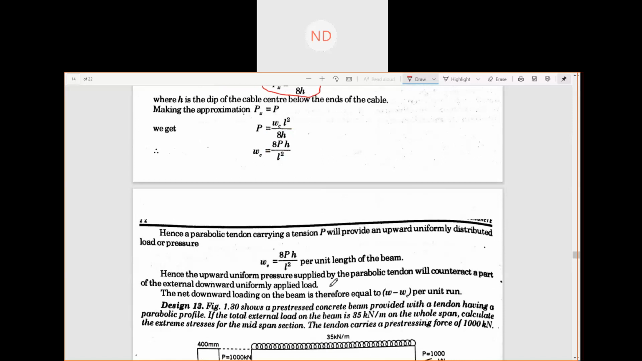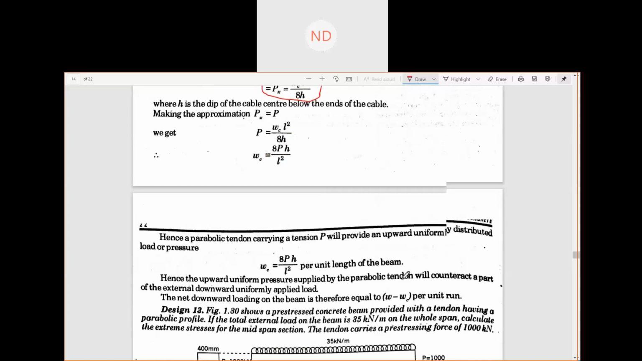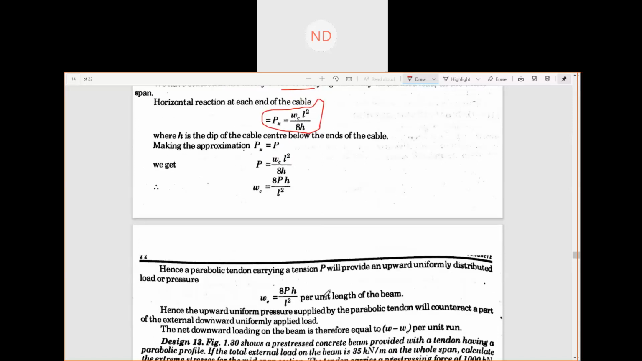Hence, a parabolic tendon carrying a tension P will provide an upward uniform. As I told you, this is your upward thrust, which in a parabolic profile gives you upward reactions, or you can say upward forces, due to the pre-stressing force, which is 8PH by L square.